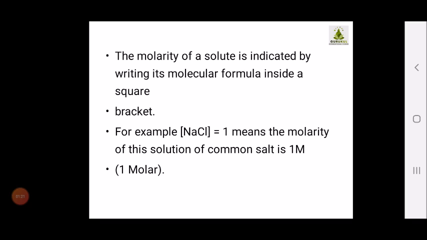The molarity of a solute is indicated by writing its formula inside a square bracket. For example, [NaCl] = 1 M means the molarity of the solution of common salt is 1 M, and 1 M is pronounced as 1 molar. When you write 1 M, it indicates that you are saying it is 1 molar.